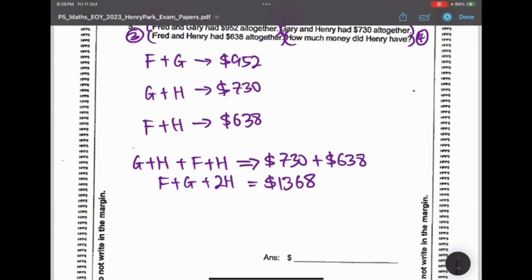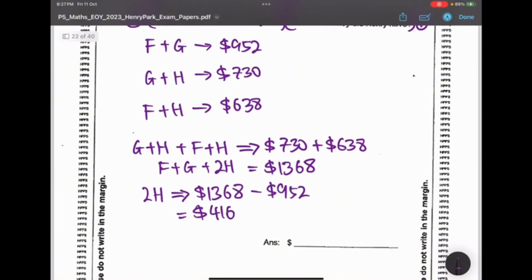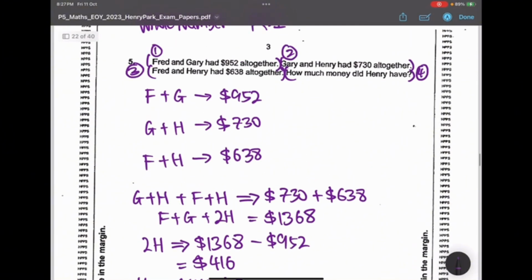Now what I want to do is to minus away my Fred and my Gary by just minusing $952. So what I want to do is to put 2 Henrys equals to 1,368 minus 952, and that would give me $416. Now, if this is 2 Henry and they are asking me for 1 Henry, what I have to do is just to take $416, divide it by 2, and that would give me $208. And this is my answer for question number 5.